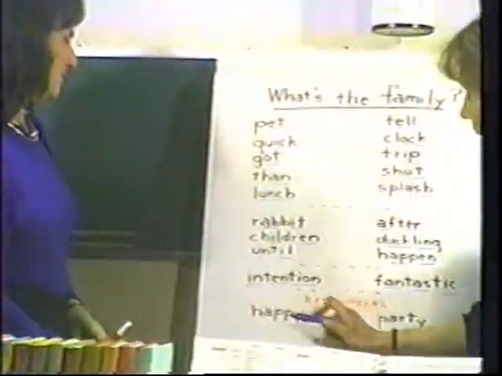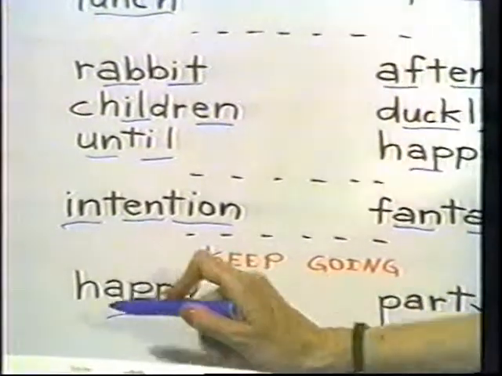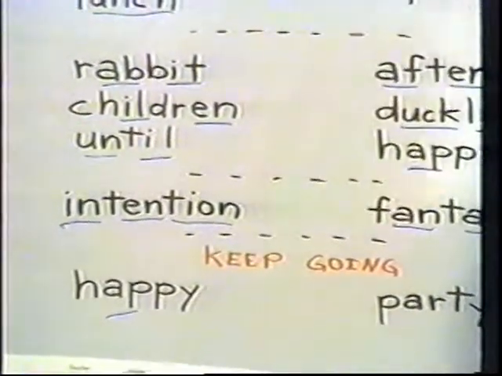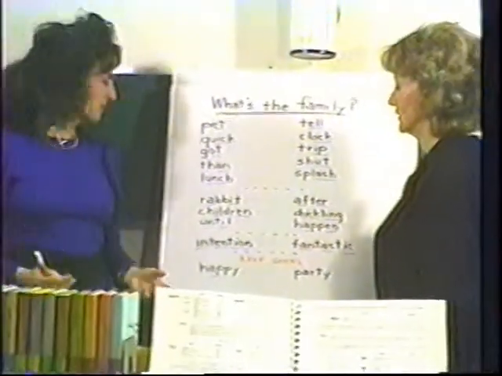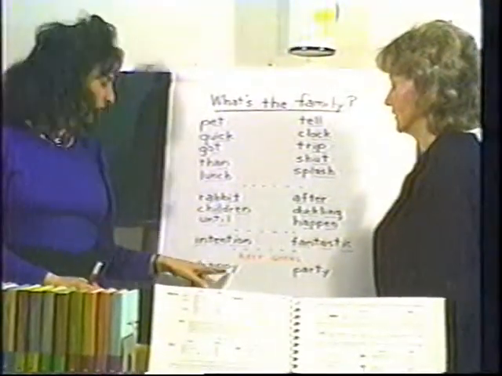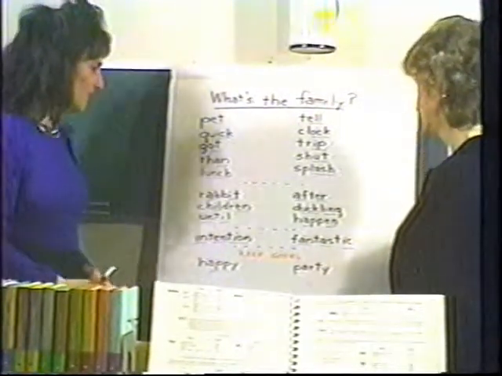Underline AP. What's the family? App. Add H. Hap. Right. Now, when you say keep going, that means they will keep sounding. And if they don't know what you mean, you explain that P has the sound P, Y in the end says E, so the word is? Happy. Very good. Let's try another one.